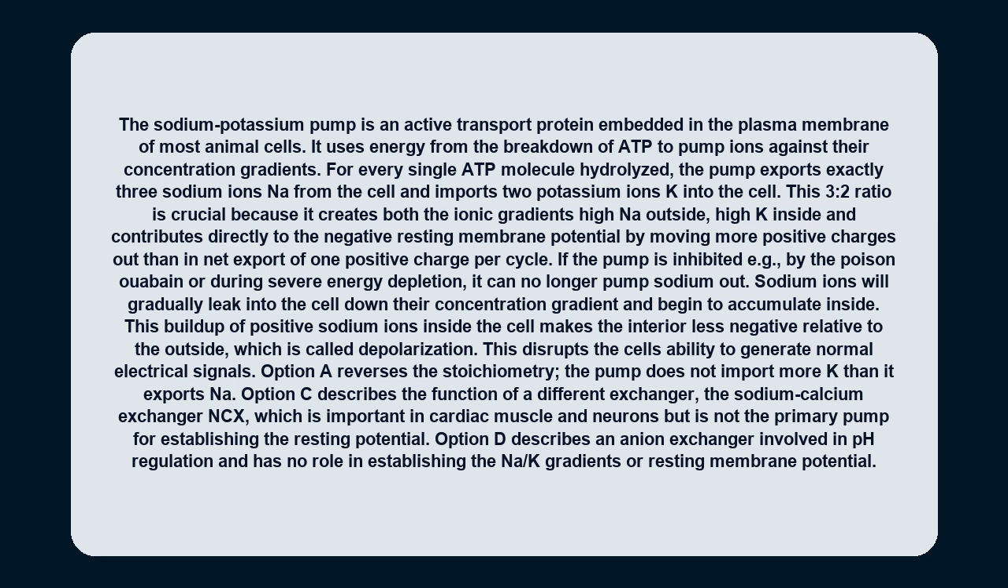This 3:2 ratio is crucial because it creates both the ionic gradients, high Na+ outside and high K+ inside, and contributes directly to the negative resting membrane potential by moving more positive charges out than in, a net export of 1 positive charge per cycle. If the pump is inhibited, e.g., by the poison ouabain or during severe energy depletion, it can no longer pump sodium out.